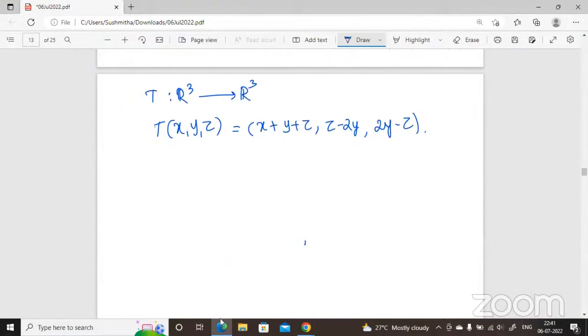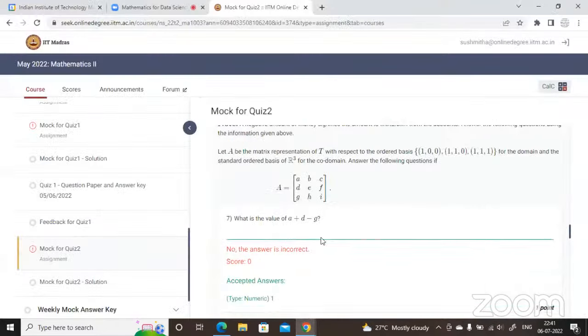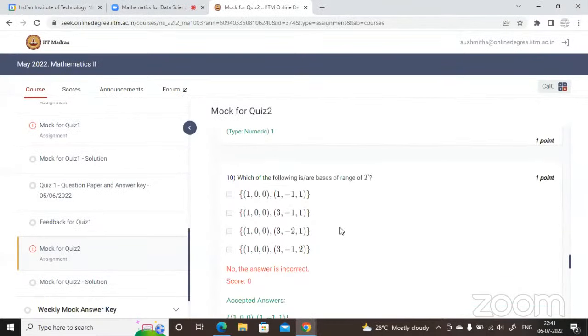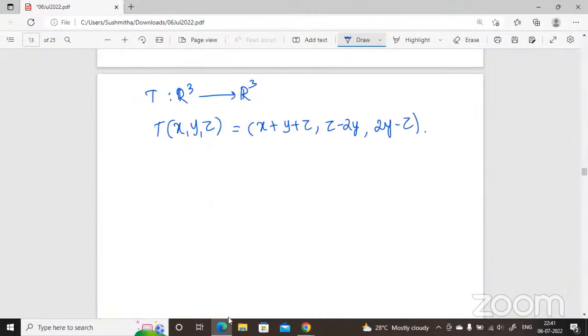Okay, so this is the matrix of the linear transformation, which we haven't done, so let's not do that part. Okay, so now what is the kernel?